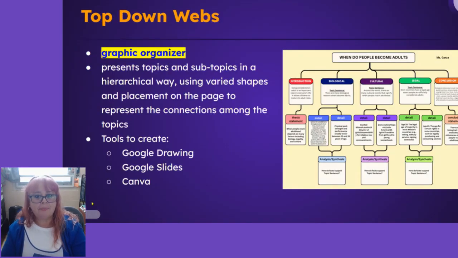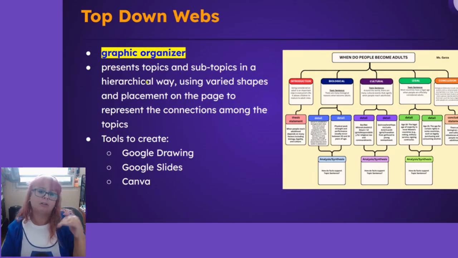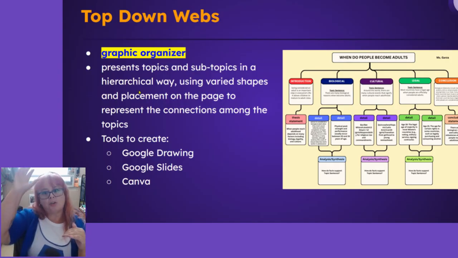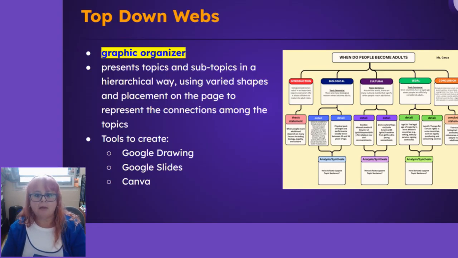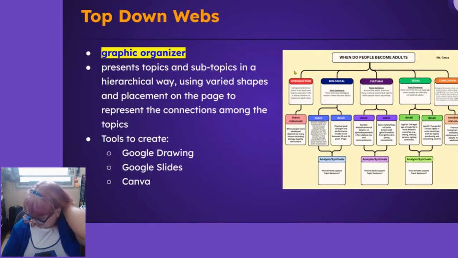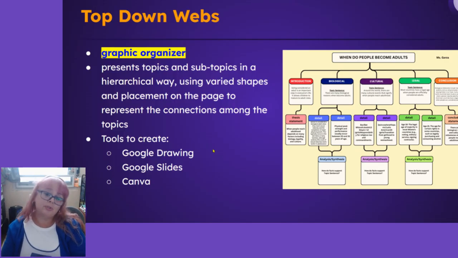The top-down webs are graphic organizers. It's a way to present topics and subtopics in a hierarchical way, which means that you start with general and get more specific as you go down the list, to represent the connections amongst the topics. Like the one we did for our essay on when do people become adults, we had our topic up here, we had our categories, then we had details, and it gave us a good framework to start writing our essay.